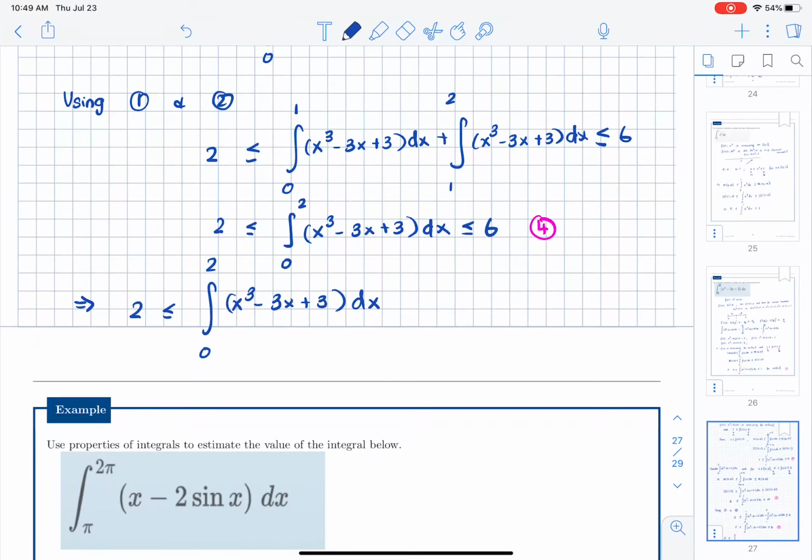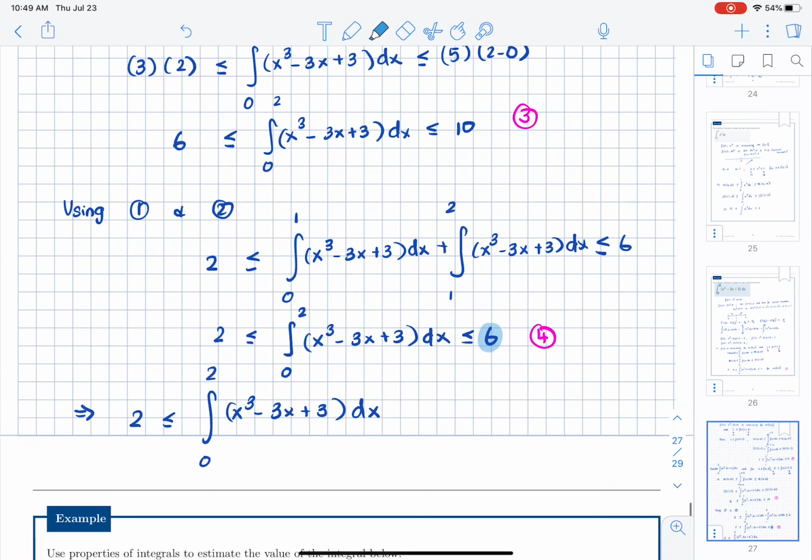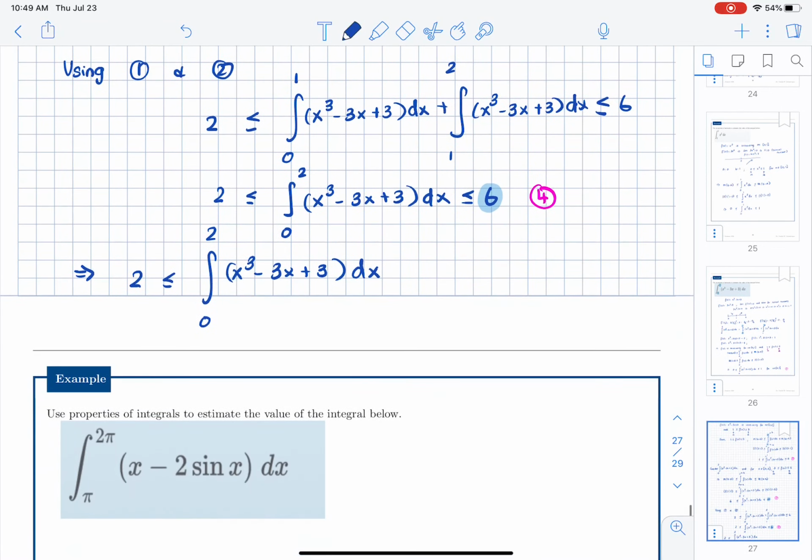And the largest value according to 4 is 6. But according to 3, it is 10. So the biggest of the two is 10. So the value of the integral has to be between 2 and 10.